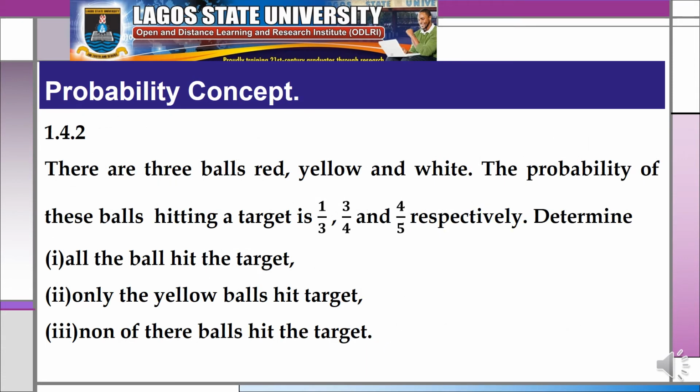Example: there are three balls, red, yellow, and white. The probabilities of these balls hitting a target are 1/3, 1/3, and 1/4 respectively. Determine: one, all the balls hit the target; two, only the yellow ball hits the target; three, none of the balls hit the target.